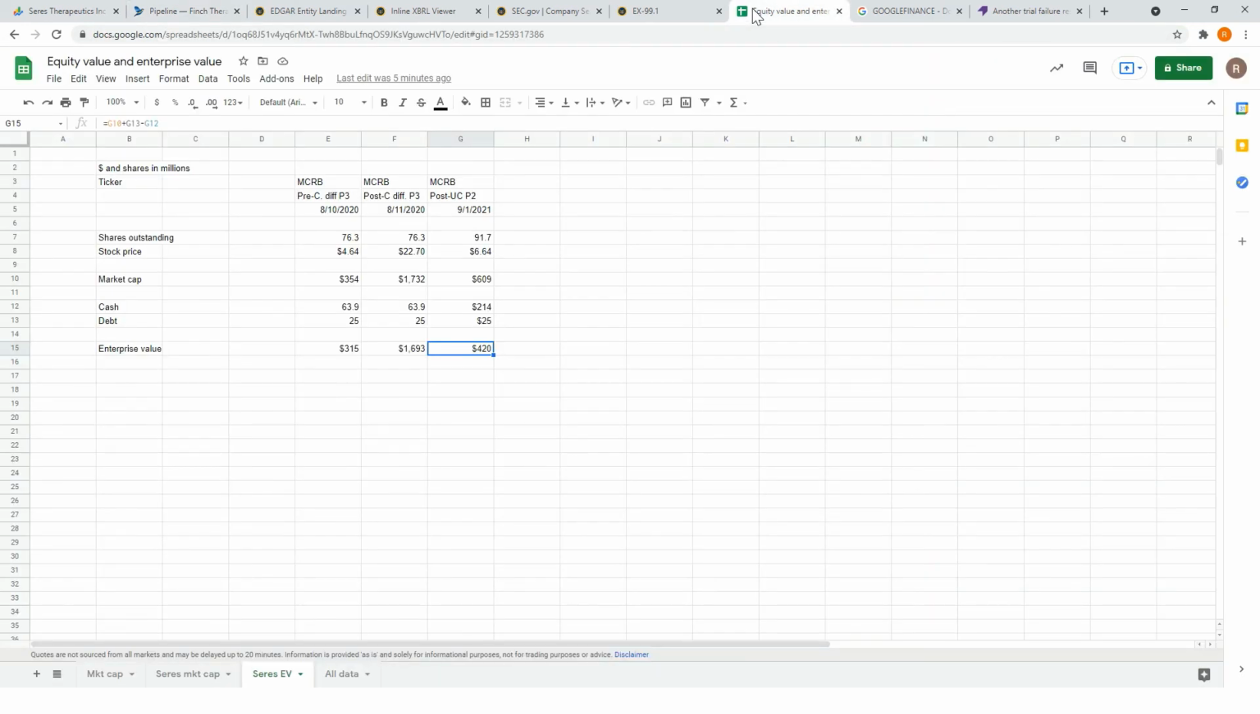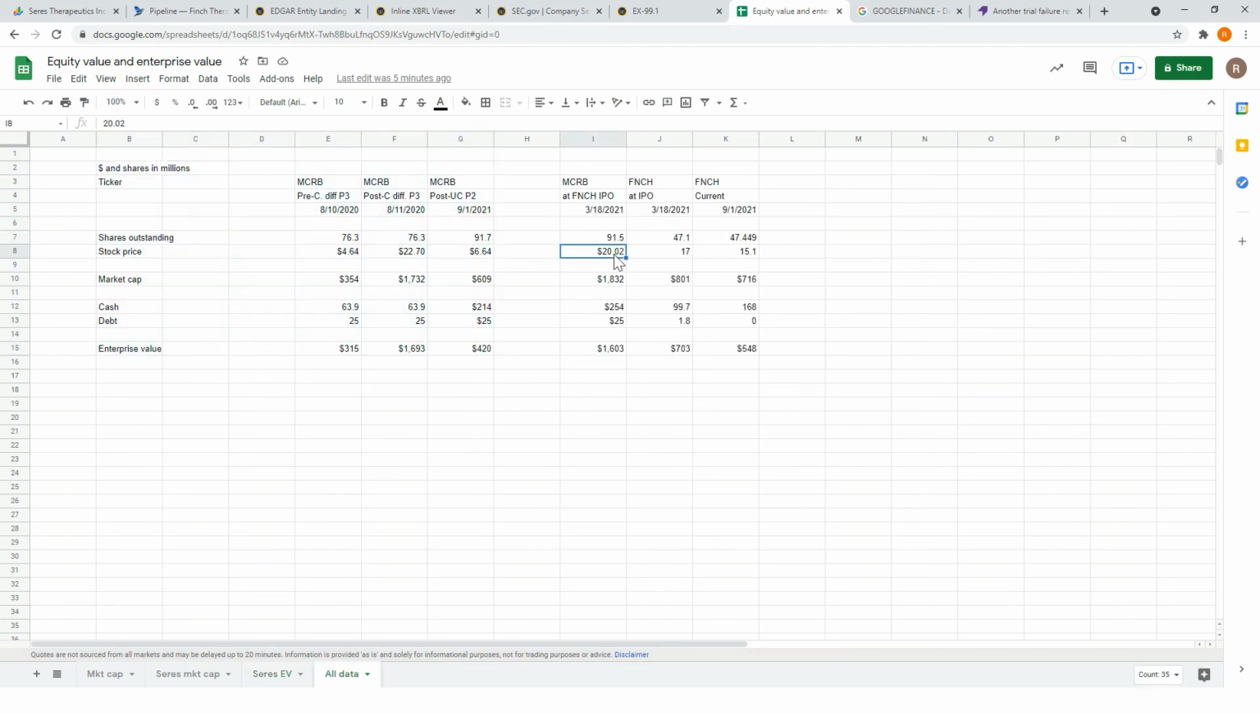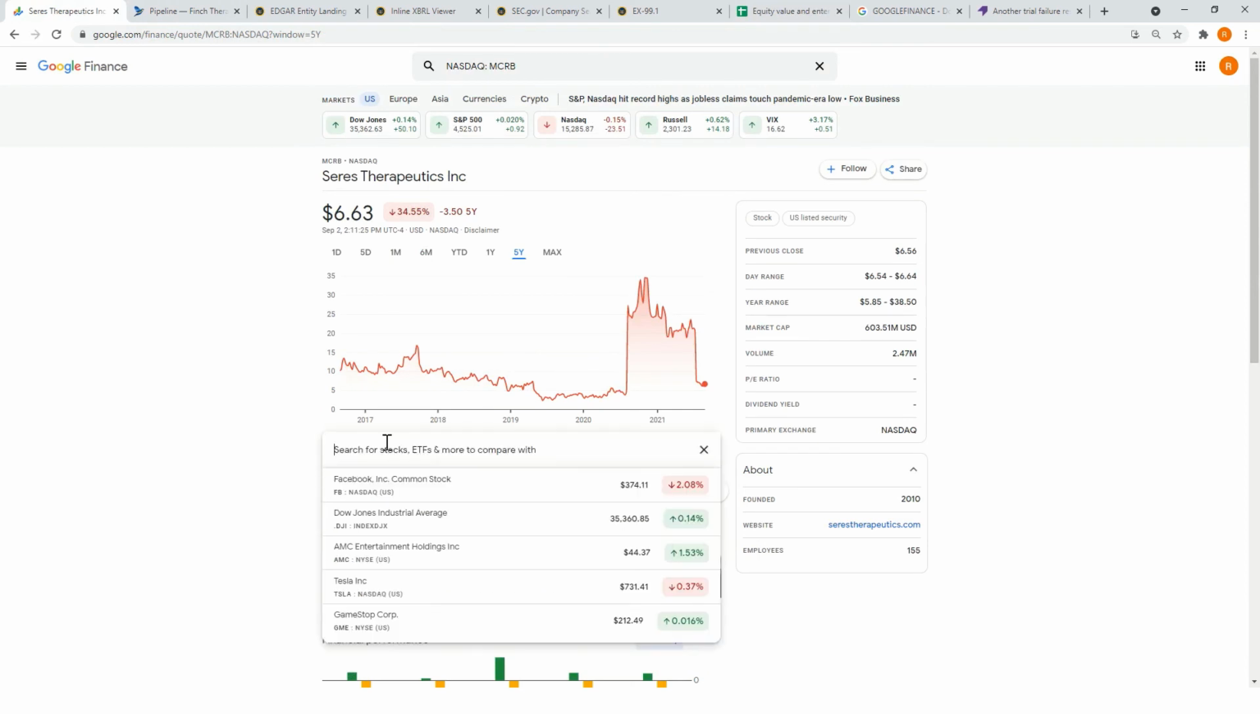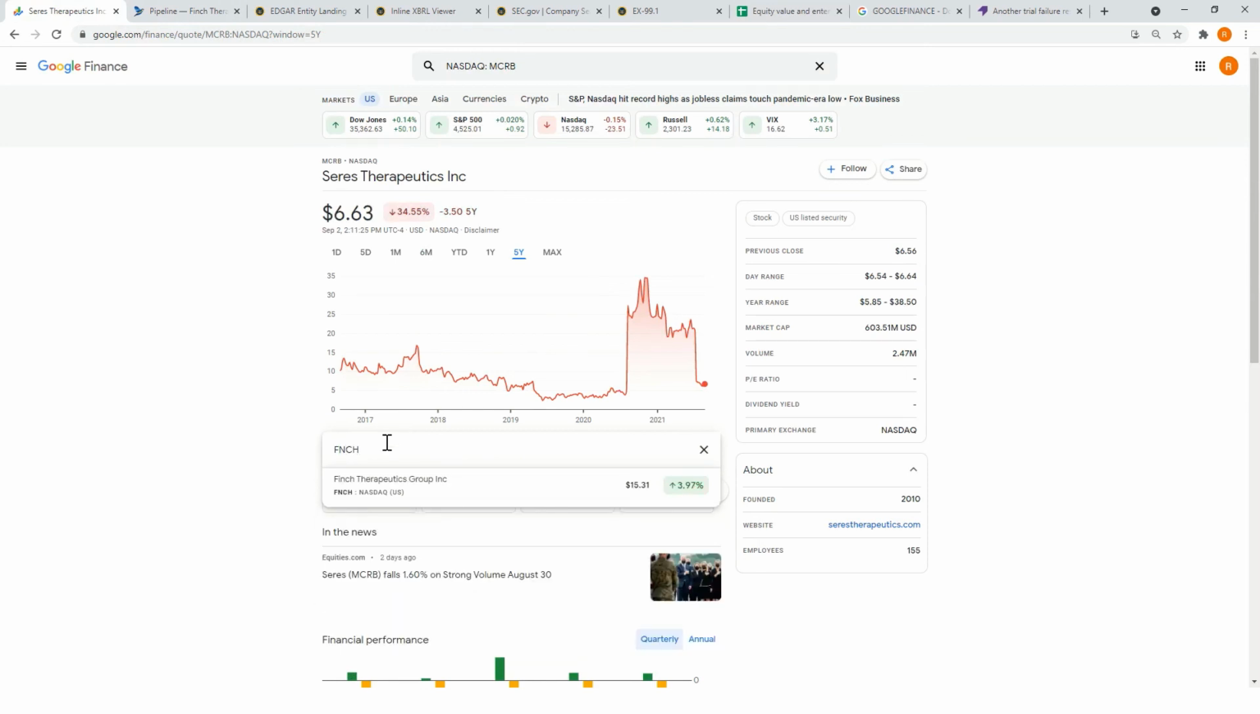So one thing we can do is compare the valuation of these companies. I've already gone ahead and spread the enterprise values for Seres Therapeutics and for Finch. But one thing we'll do first is look at how the value of Finch Therapeutics was probably developed at IPO. When a company goes public, it's the first time that the company trades on a stock exchange. And one of the challenges is you have to figure out what's the price of this thing. The first time it enters a liquid market, how do you price the company?